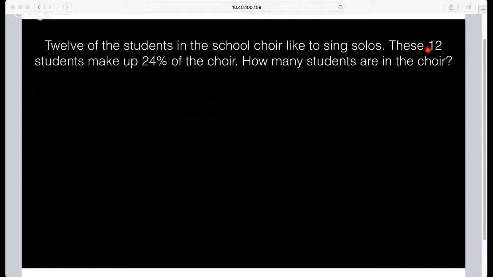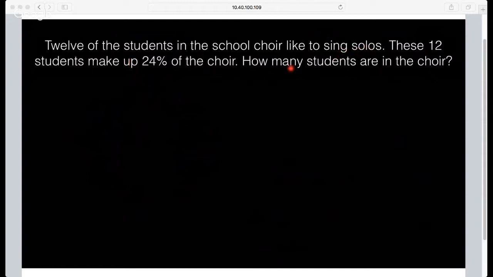So these 12 kids aren't the whole class. They're just part of the class. In fact, they're 24% of the class, or the choir, I should say. How many students are in the choir? Oh, this is our whole. They're asking for how many total students there are in the choir. We know that there are at least 12, because those 12 like to sing solos.